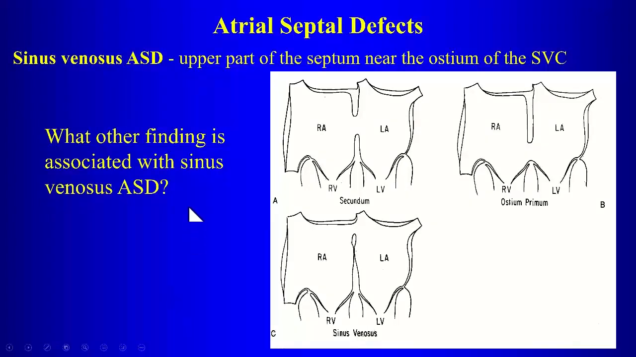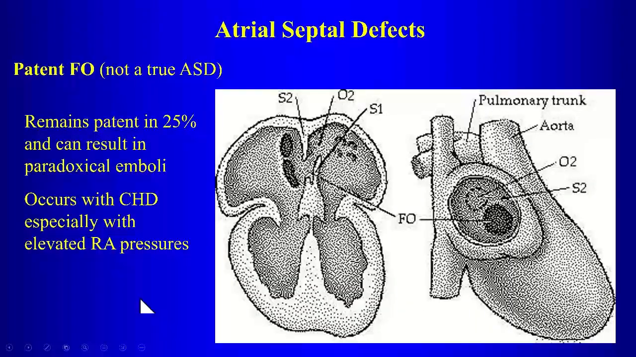Now, the significance of sinus venosus atrial septal defects is what? Anomalous venous return. Yes, anomalous pulmonary venous return. Almost all cases of sinus venosus atrial septal defects have partial anomalous pulmonary venous return. So you want to make sure to examine the pulmonary veins very carefully for the anomalous pulmonary venous return, right?